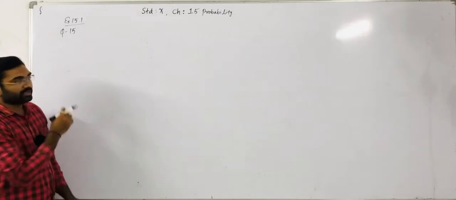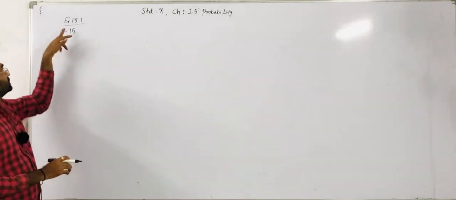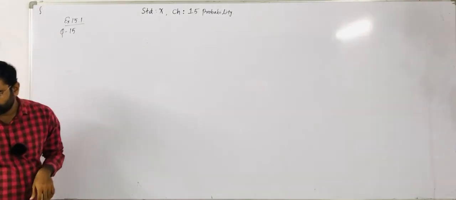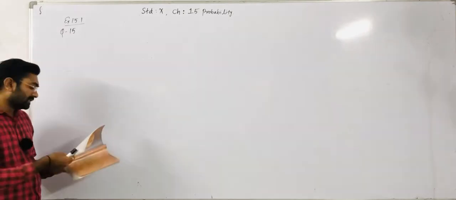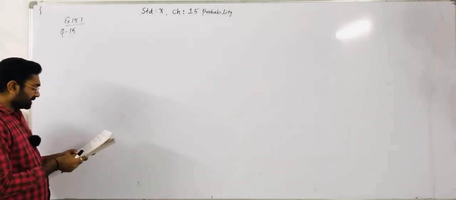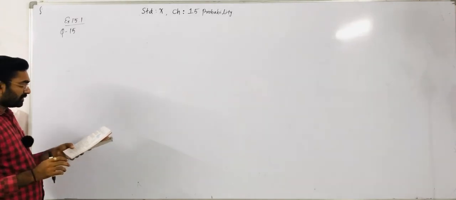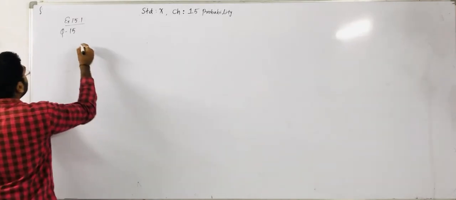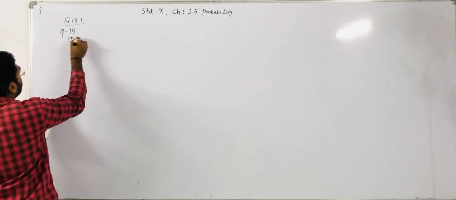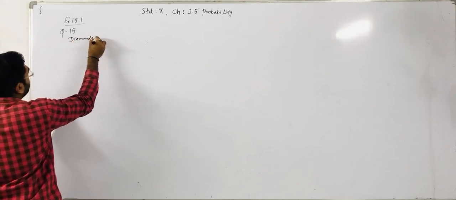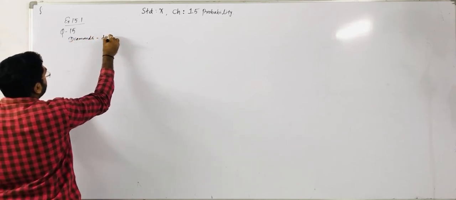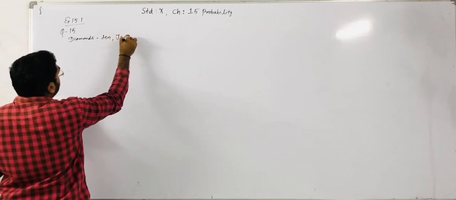In our previous period we solved exercise 15 points, 14 sums. Now we have to solve question number 15 onwards. In question number 15, 5 cards are given: 10, jack, queen, king and ace of diamonds. Right? So here 5 diamond cards are given in question number 15.